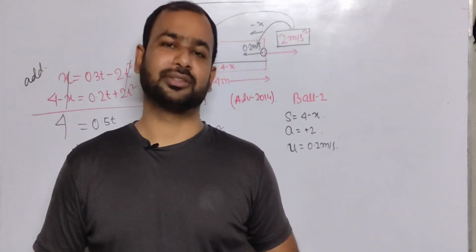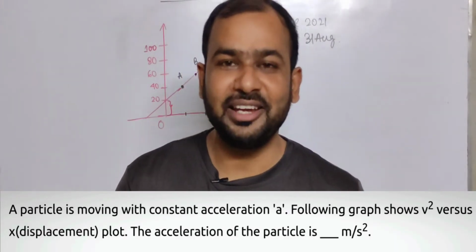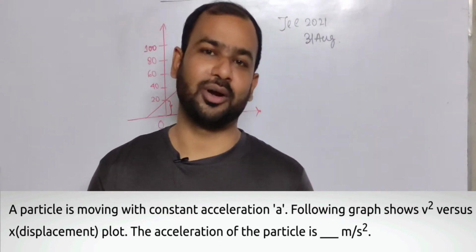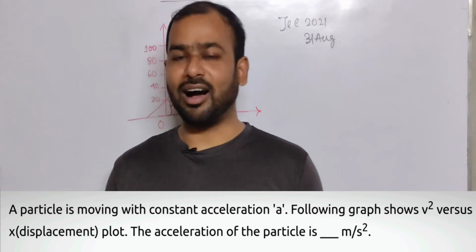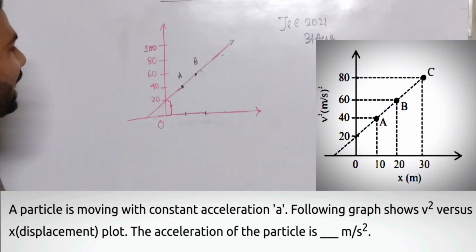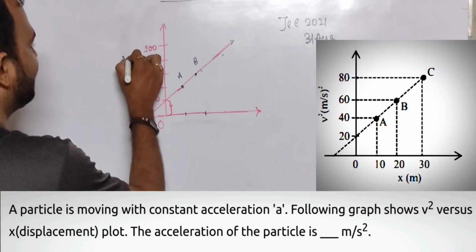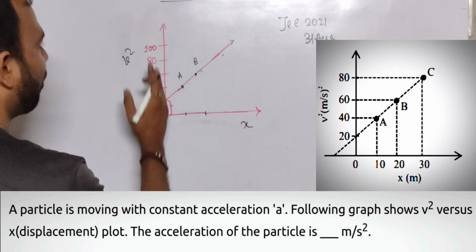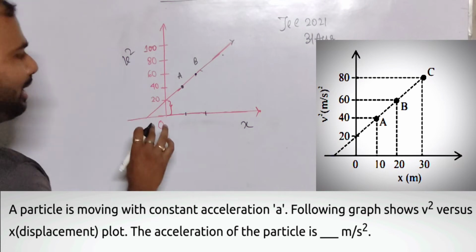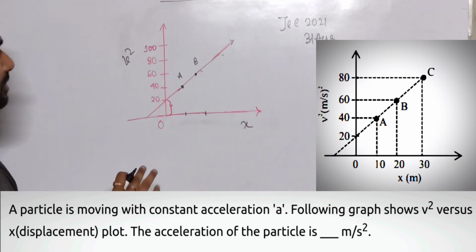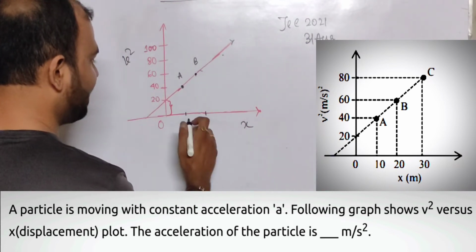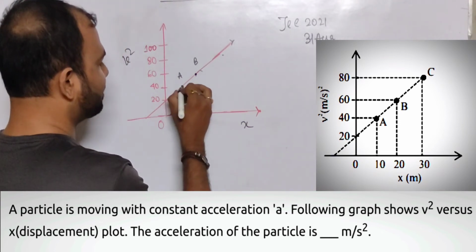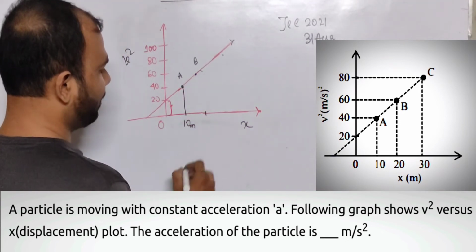Moving on to the next question. Next question on your screen. This question is all about finding the acceleration of the body from the graph, and the graph is v square versus x graph. That means along the y-axis the values are v square, and along the x-axis the values are x, meaning displacement. When the body gets displaced by 10 meter, the velocity square is 40.